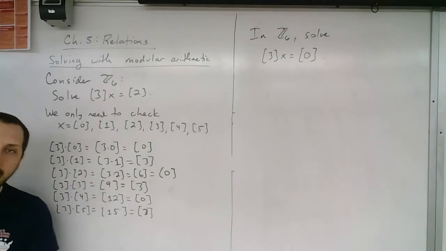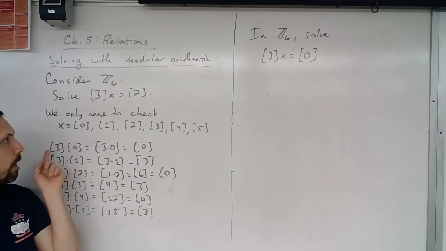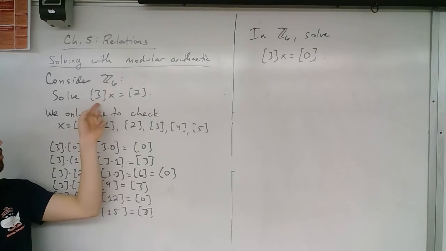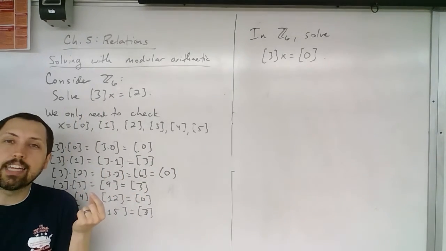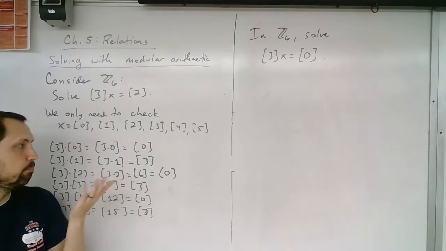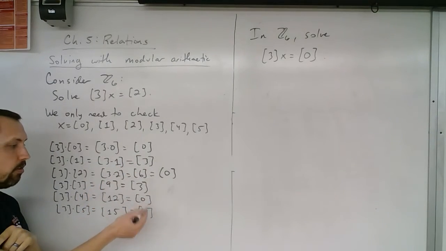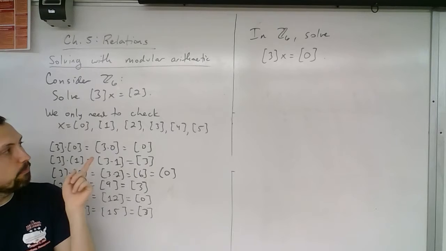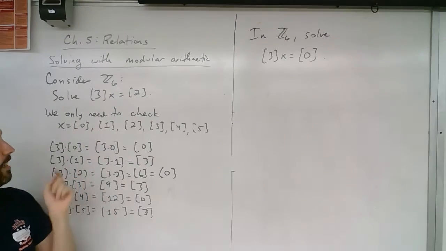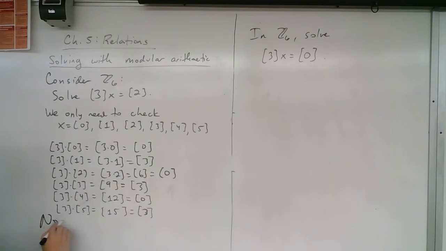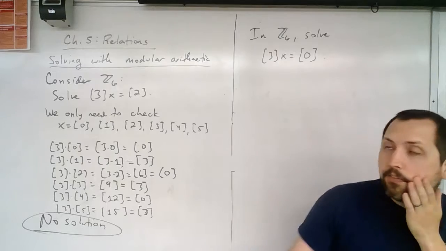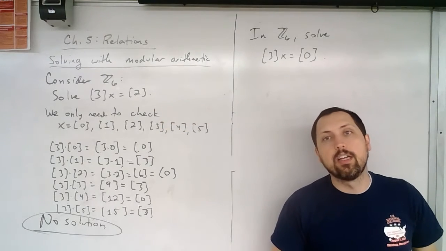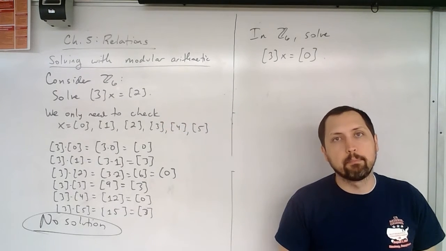So notice that when I multiply this 3 by all of these possibilities, I never get 2. Never get 2. I got 0, 3, 0, 3, 0, 3. So here, what we see is that there is no solution. I do not have a solution for this equation in Z6.